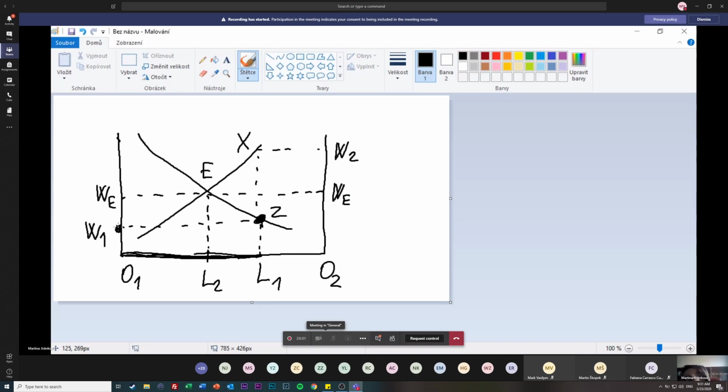Before migration, the second economy is at the point X. You can see it. There are only O2, L1 workers. So there is a shortage of labor, and it is very expensive. That means there is a very high wage, O2, W2.